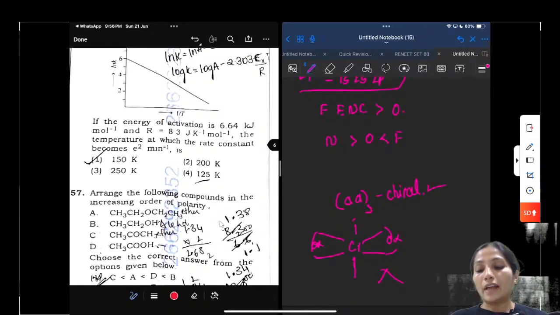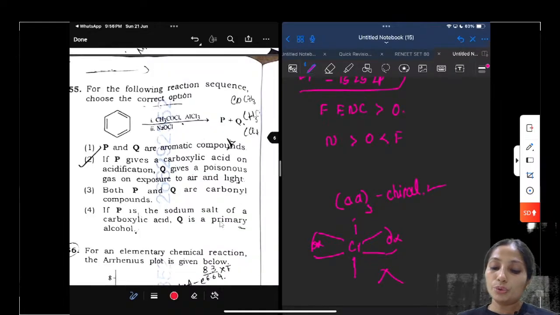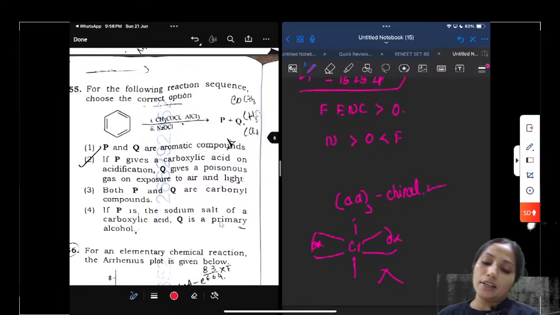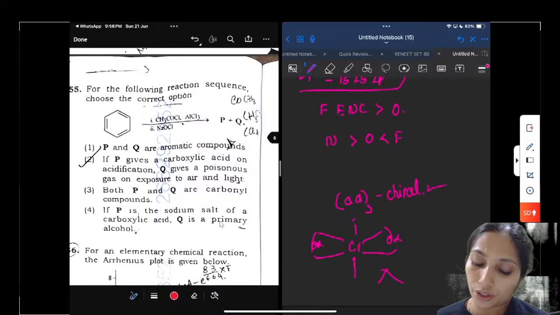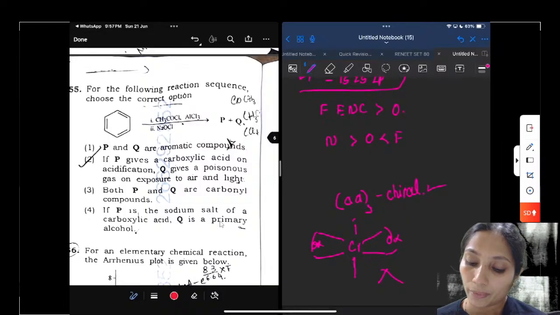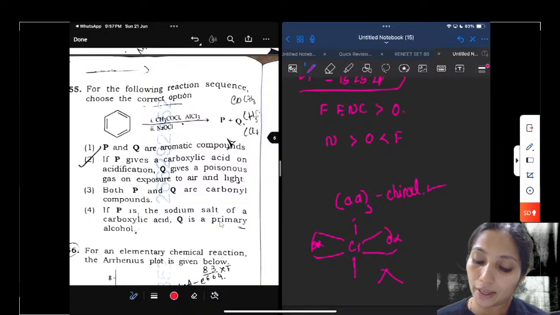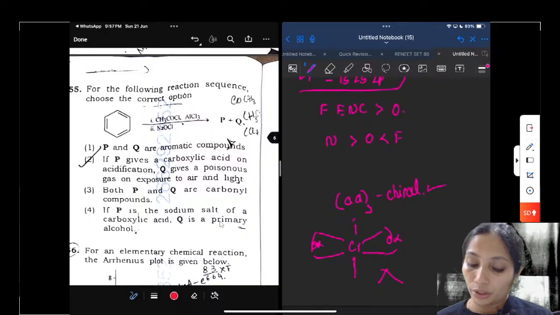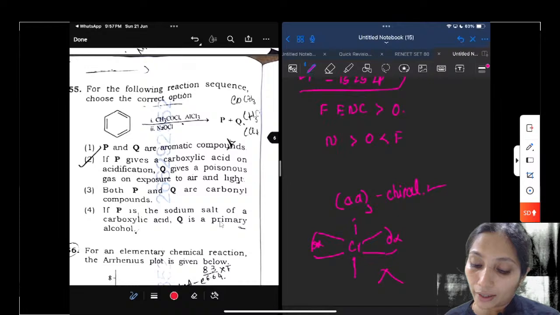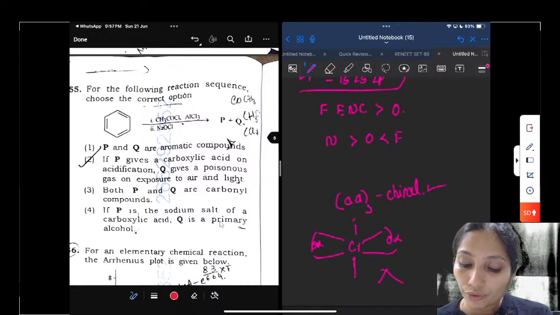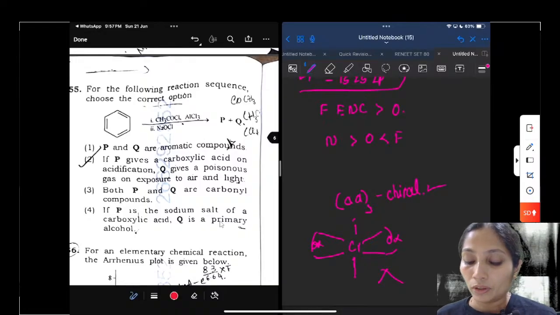For the following reaction sequence, choose the correct option. See, which reaction is given? Benzene reacts with CH3COCl, AlCl3, and then forms NaOCl. So in this one, P and Q are aromatic compounds. Which compound will be obtained in this one? Which reaction is this? Find the reaction.